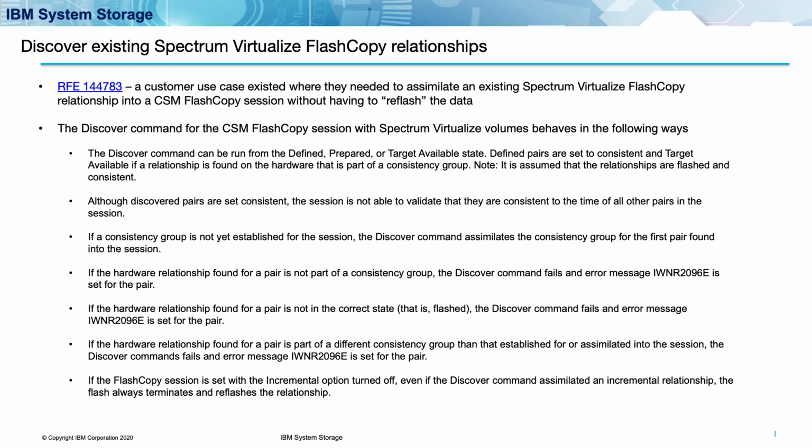But there's a few rules and situations that apply for Spectrum Virtualize sessions. So let's go over them. The discover command can be run from any of the defined, prepared, or target available states. There is a preparing state for FlashCopy and Spectrum Virtualize. That's issued after the start command. It prepares the volume before you actually issue the flash command, which does the flash. If it's in the preparing state, you can't do the discover because you've already started the flash process. You've got to finish that one before you are allowed to discover anything out there.